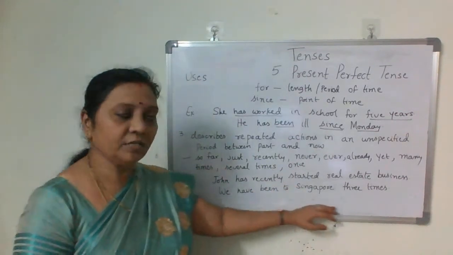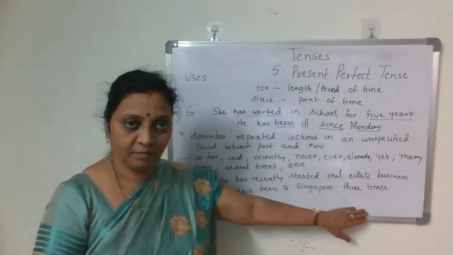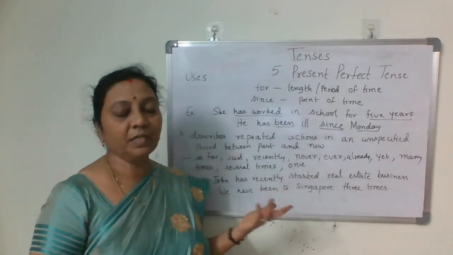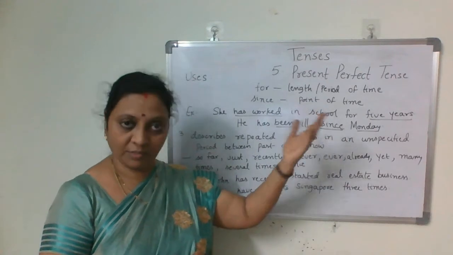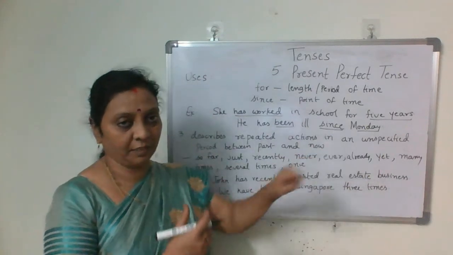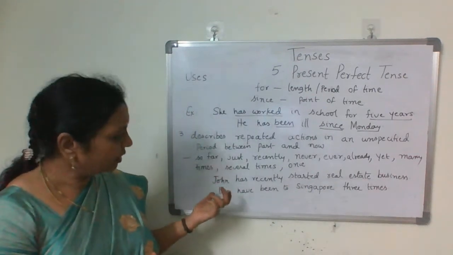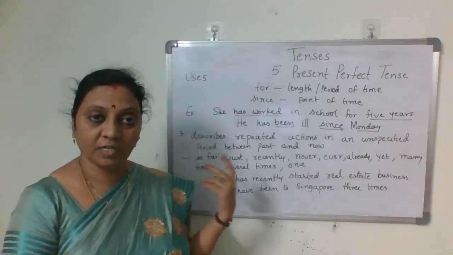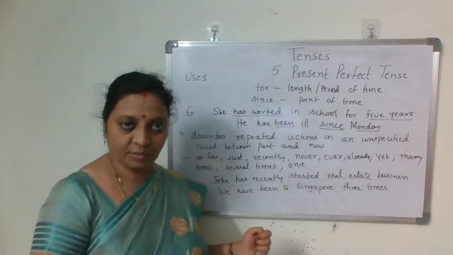We have been to Singapore three times. That is an unspecified period, because we can't specify when, whether it was last year three times, or from 2010 up to now three times. We don't know. That's why we call it an unspecified period between past and now. Several times, three times we can use, or even once. I have gone to that mall once, only once. In such cases also we can use it.